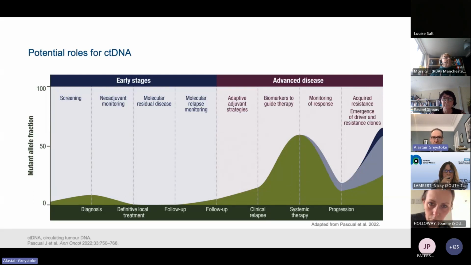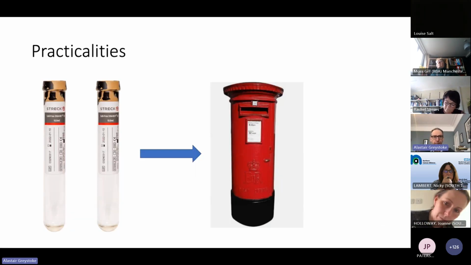And then moving forward to the early stage setting, for example, looking for evidence of molecular residual disease and starting to guide decisions as to whether patients need adjuvant treatments or whether their cancer is progressing, and we can pick it up early following curative treatments such as radiotherapy or surgery. So the potential for these technologies is huge.